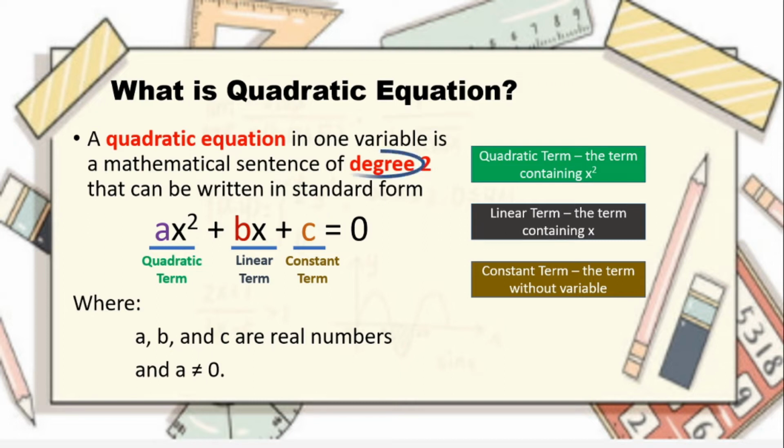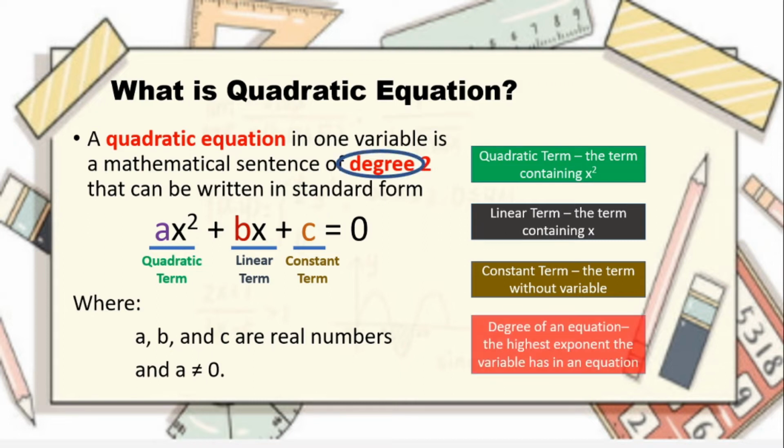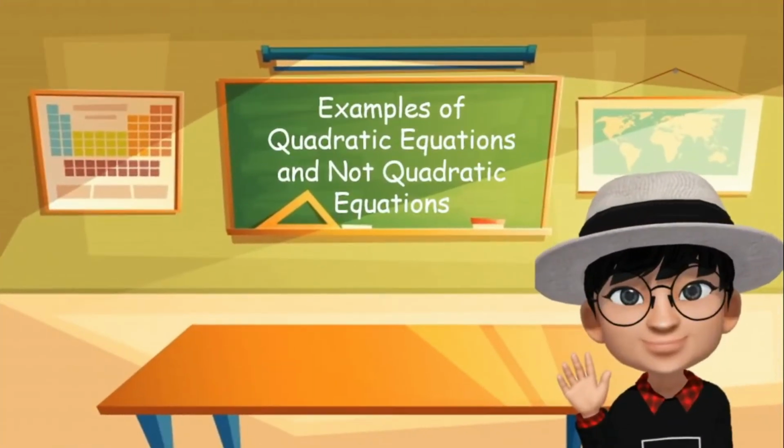Take note also of the word degree. It is the highest exponent the variable has in an equation. So here, the highest degree we have here is 2. I have here examples of quadratic and not quadratic equation.